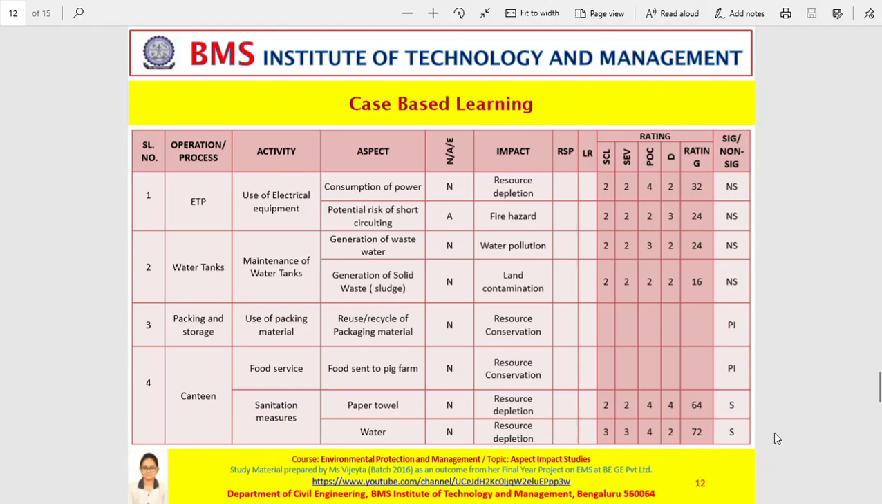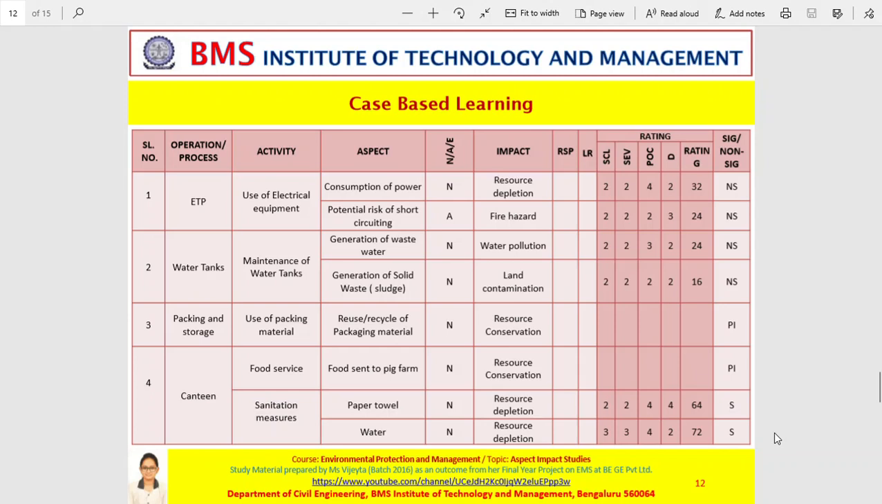Consumption of power is a normal condition, that is, it is routine, and potential risk of short circuit is an abnormal condition. The impact for consumption of power is resource depletion, and the impact for potential risk of short circuit is fire hazard. Moving on to the rating column, the rating for consumption of power is 2 for scale, 2 for severity, 4 for probability of occurrence, 2 for duration. Therefore, the rating comes up to 32, which is a non-significant aspect.